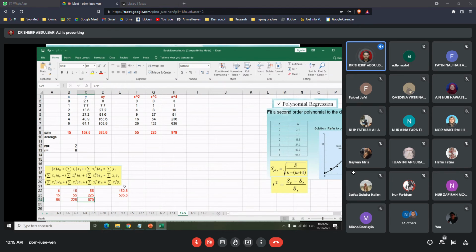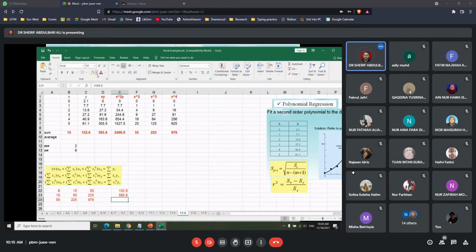Okay, the last element here is the summation of x squared times y. So I need to square this value and multiply it by y. So I need to find x squared times y. So find the values and find the summation of it.